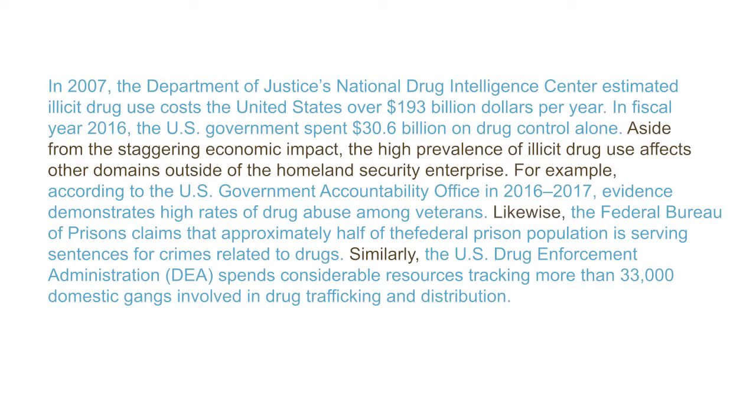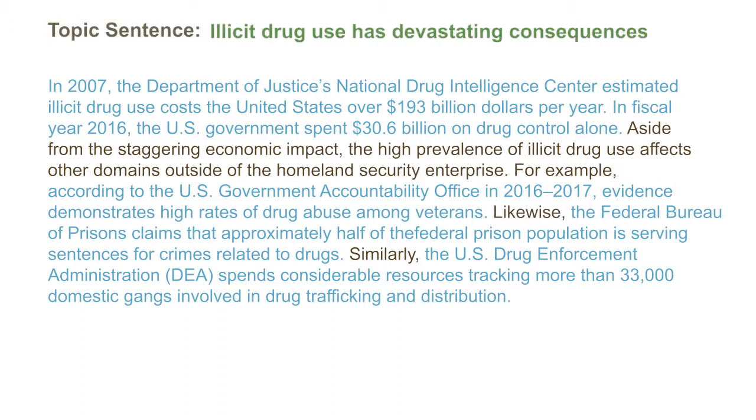This paragraph covers the consequences of illicit drug use on the nation, its cost, and its impact on federal agencies. Therefore, the topic sentence or claim must cover the scope of the complete paragraph and reads, illicit drug use has devastating consequences on the nation and its federal agencies.